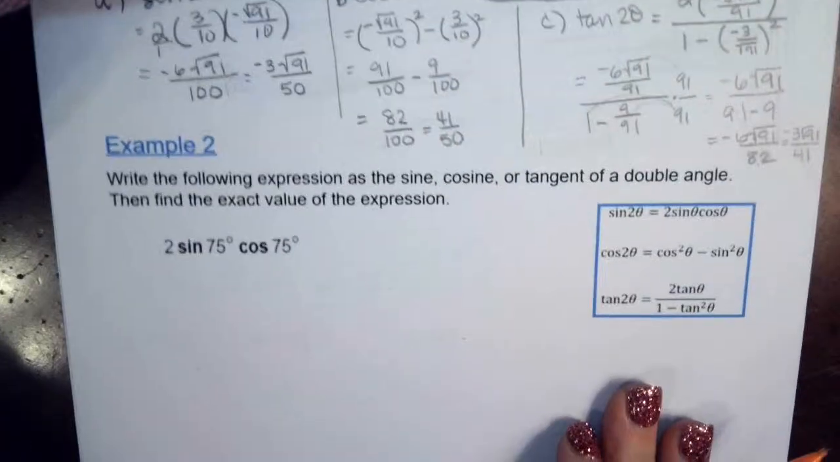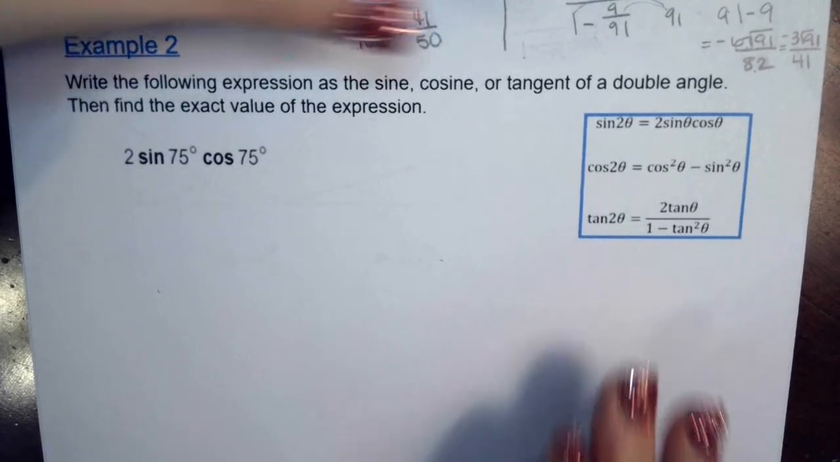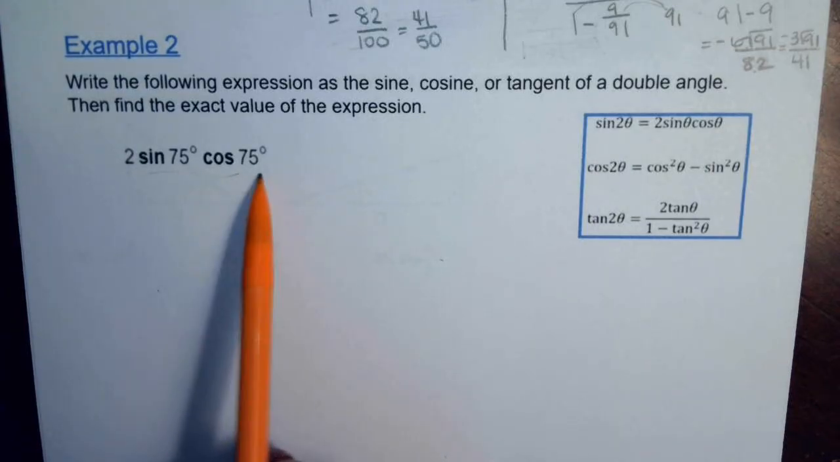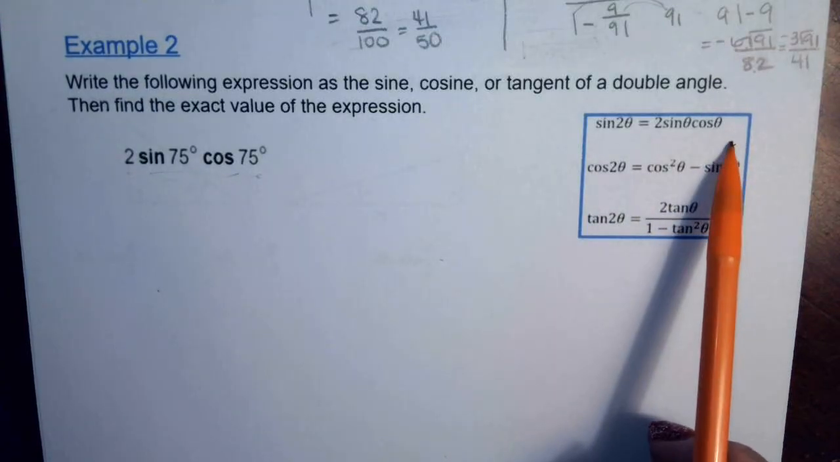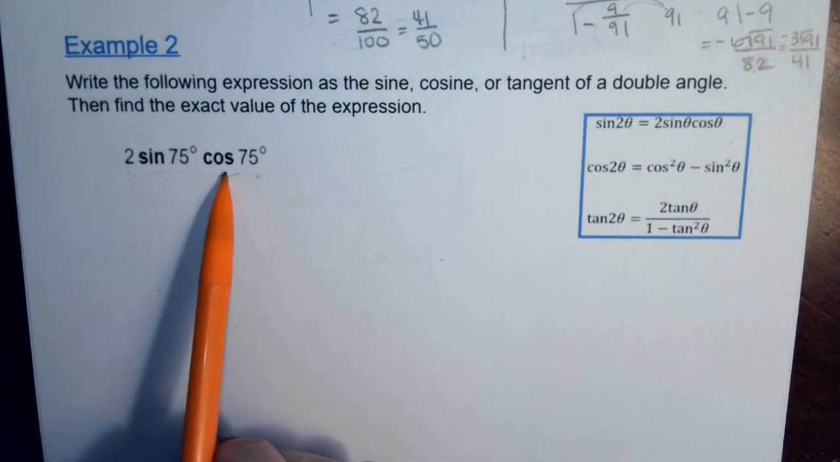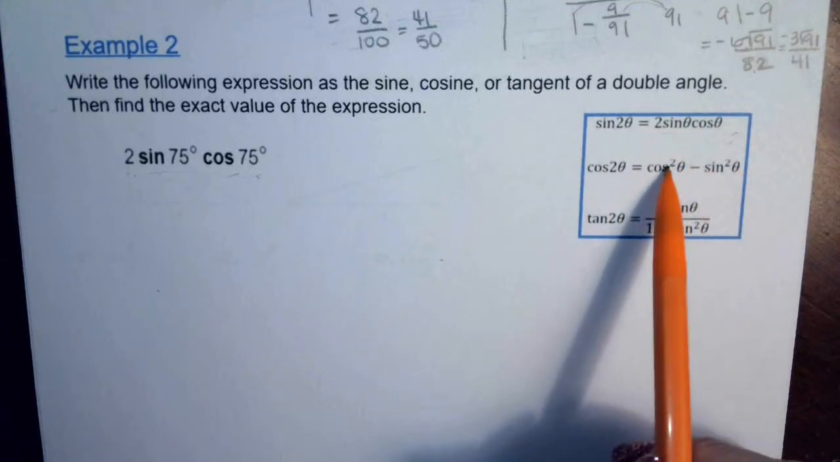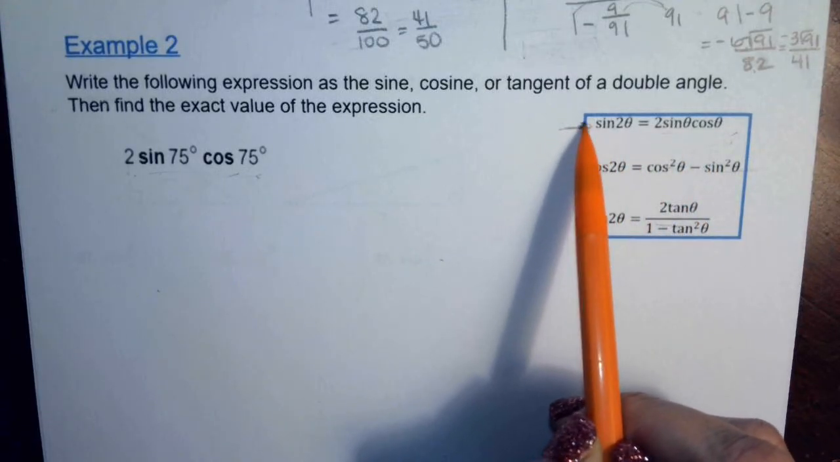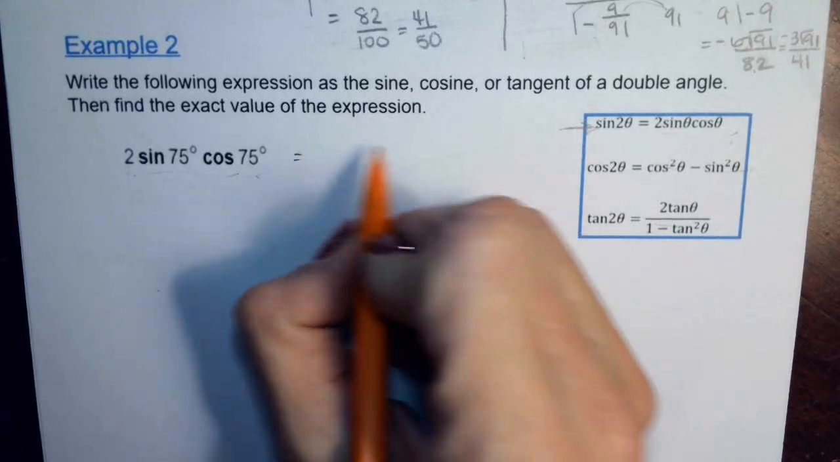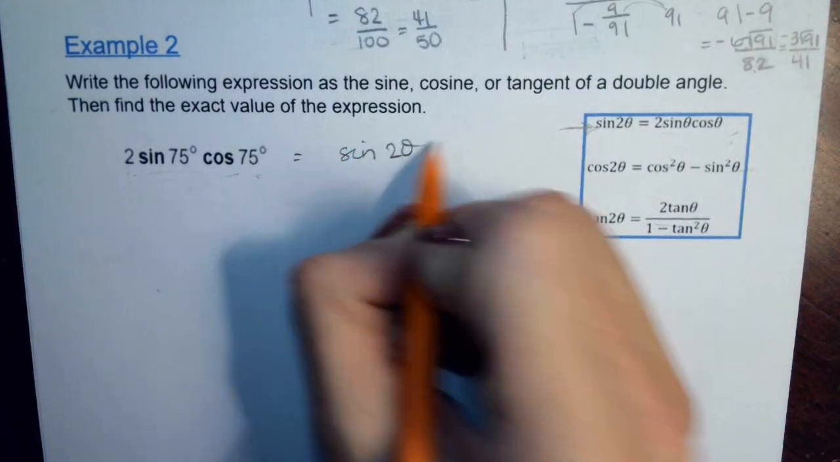Okay, so now we're taking a look at example 2. Write the following expression as the sine, cosine, or tangent of a double angle. Then find the exact value of the expression. Okay, so this is the expanded form. I have to put it in its condensed form. So I've got 2 sine something, cosine something. The only one that matches this is the sine 2 theta. So this is going to be the sine double theta.